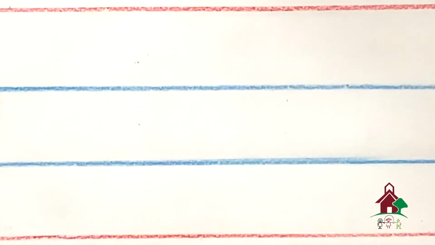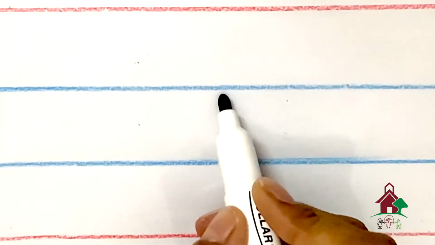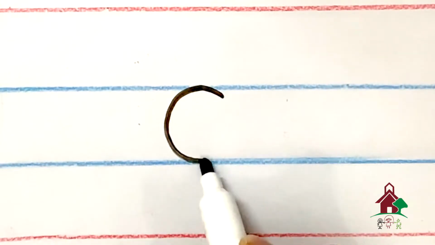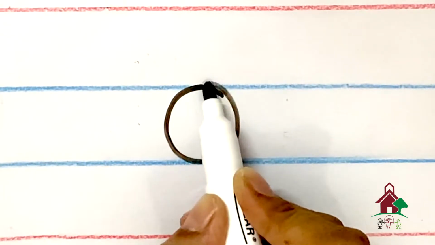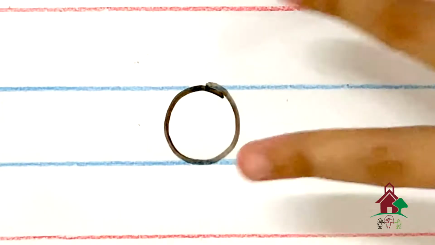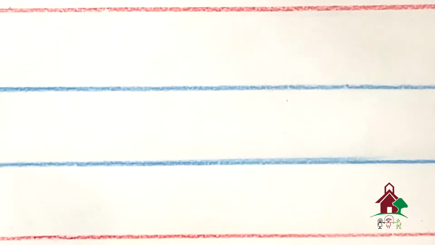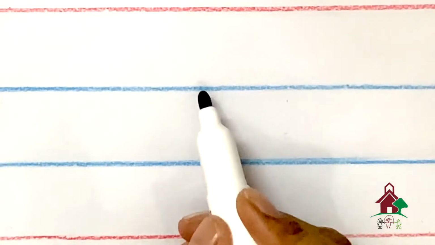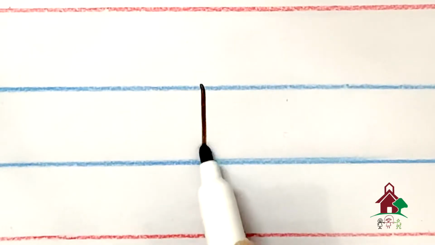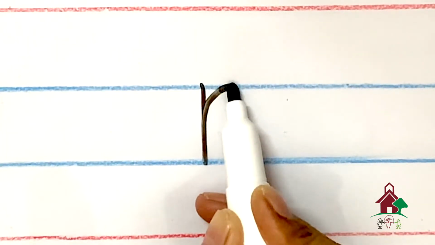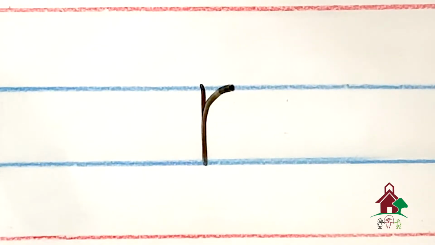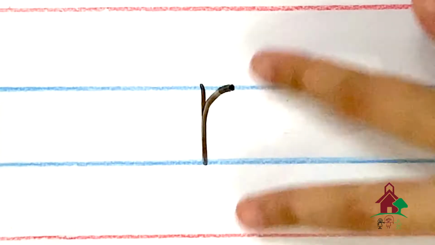Next we have o. Make a curve and then round and join. O. O comes between these two blue lines. Let's erase it. Now let's write the next letter. Go down, come up and turn a little. It comes between these two blue lines.